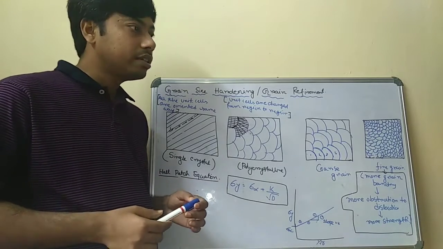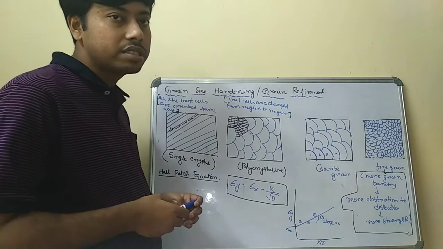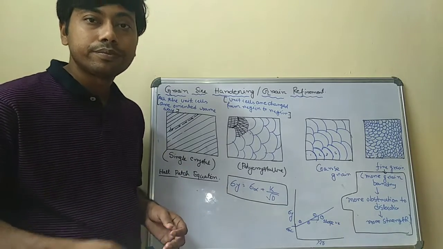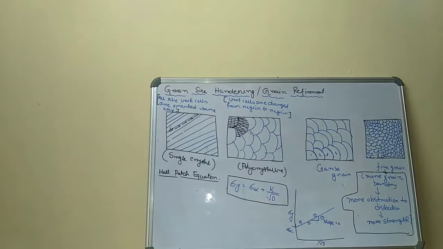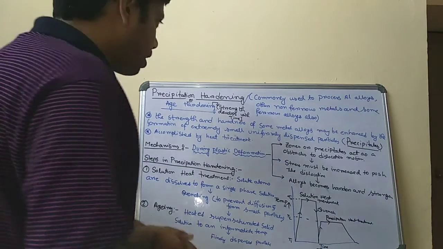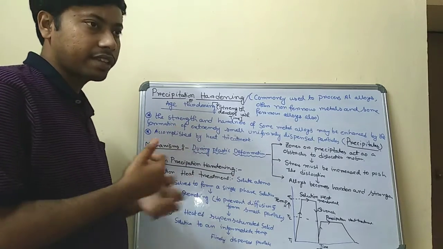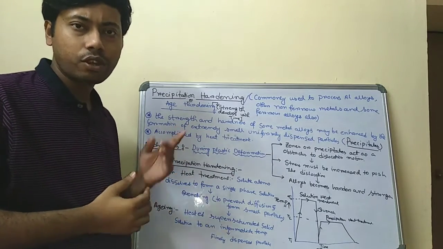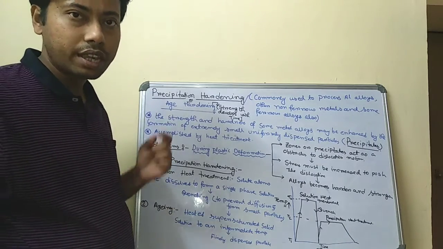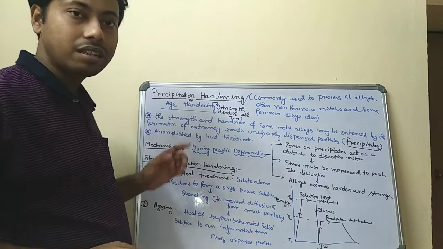Okay, next the strengthening mechanism is precipitation hardening. As you know, we already discussed three types of strengthening mechanisms: solid-solution strengthening, grain refinement, as well as strain hardening. And the last one that you can use to strengthen the material is precipitation hardening.